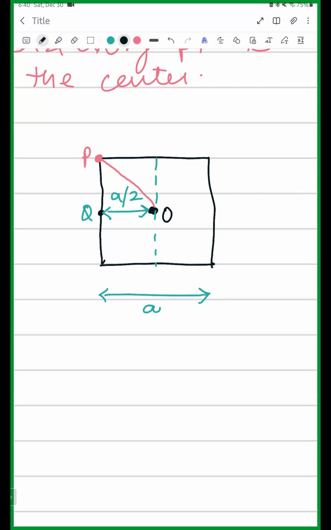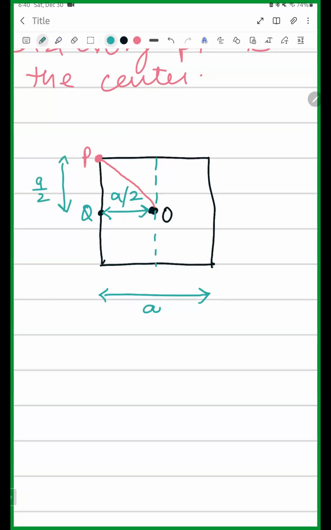What do you think? It's not equal. Yeah, good. It's not equal because you can see that this is at a longer distance, right? The distance of P from the center is more. In fact, if you want to calculate it, how much it is precisely, see this one is also a by 2.